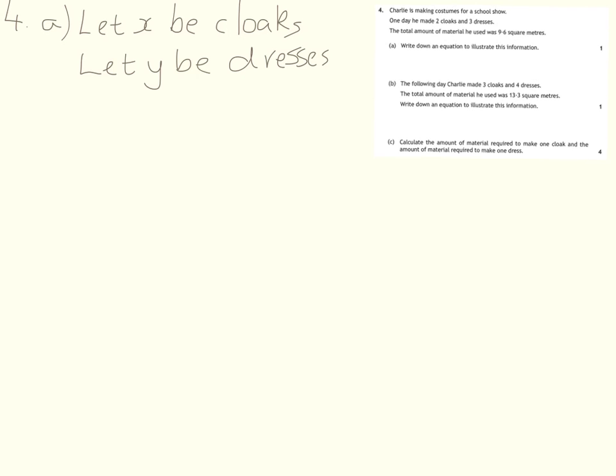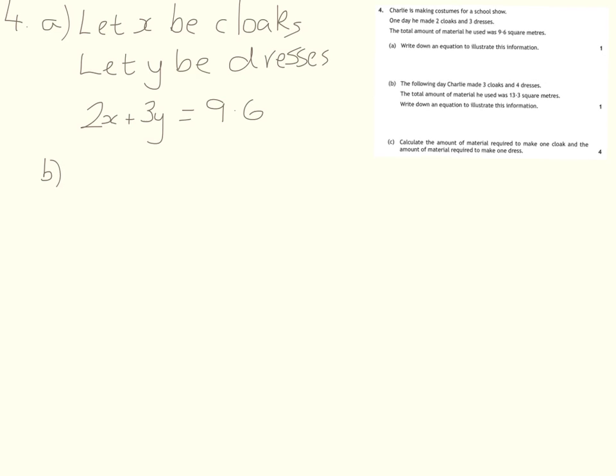So he's made 2 cloaks and 3 dresses, so that's 2x plus 3y, and that is equal to, the total amount was 9.6 meters. 2x plus 3y equals 9.6. That's you done for part A. Part B, the following day, Charlie made 3 cloaks and 4 dresses. The total amount of material he used was 13.3 square meters. Write down an equation to illustrate this information.